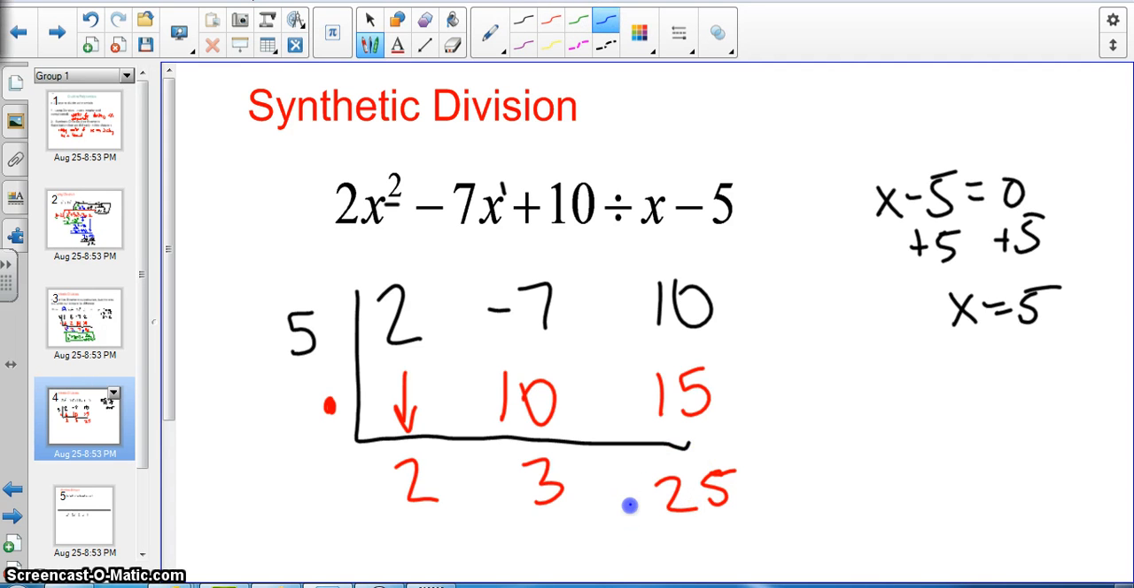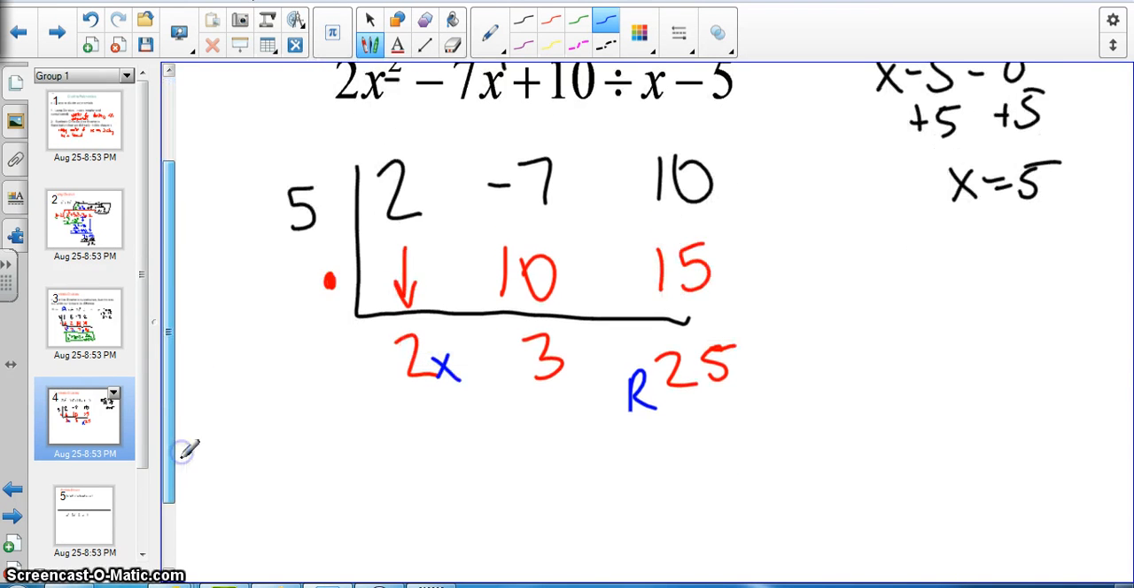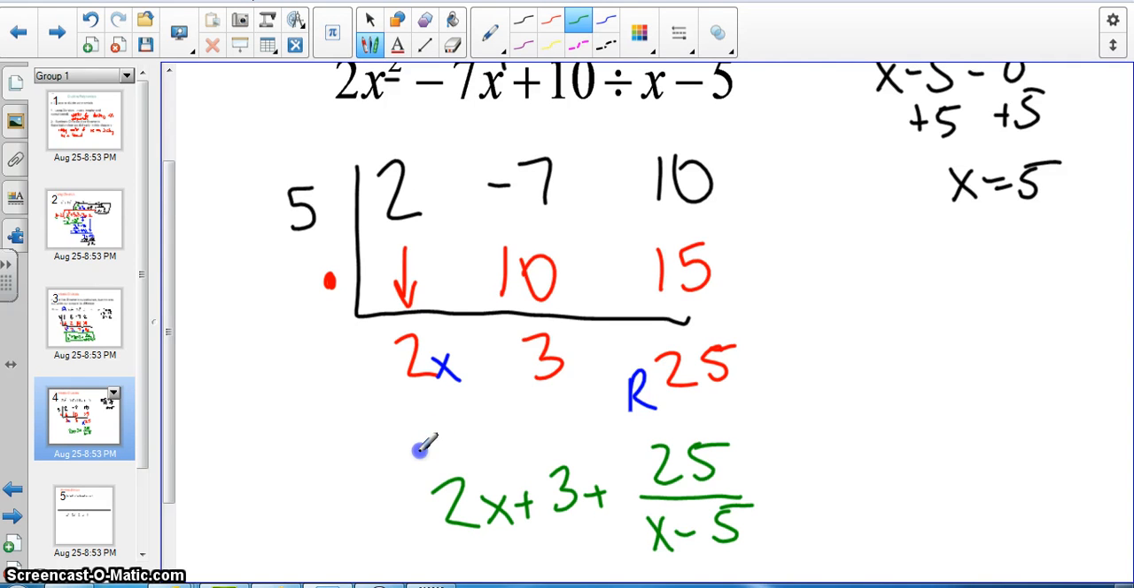That last number is your remainder. This is your constant term. This is your linear term. So I'd have 2x plus 3 plus 25 over whatever I divided by, x minus 5. We're using the binomial. Okay, let's look at the next one.